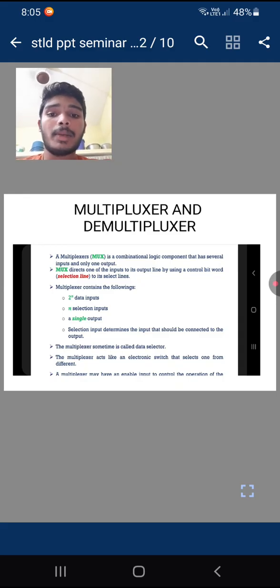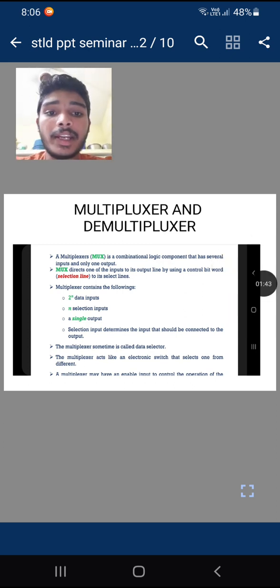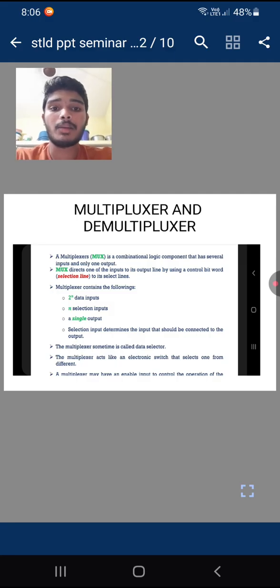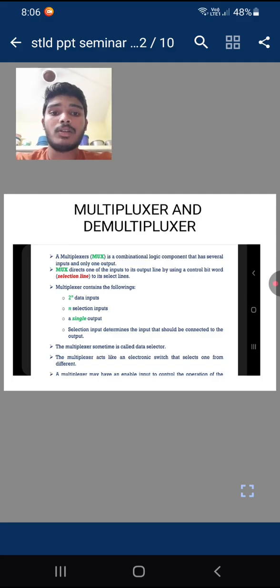A multiplexer may have an enable input to control the operation of the logic circuit. There are many types of multiplexers. One is the 4x1 mux, another is the 8x1 mux, and another is the 2x1 mux. There are many multiplexers in combinational logic circuits. In the logic diagram of the multiplexer, there are 2 power n inputs, n selection inputs, and one output.